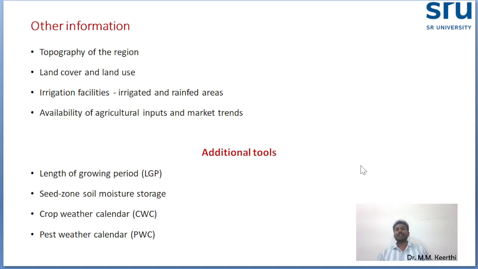And some other minor information is needed: the topography of the general area or region, land cover, land use, the irrigation facilities, the inputs, and market trends. All this should be needed.